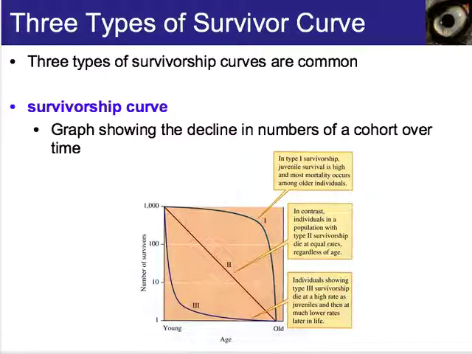There are 3 types of survivorship curves that are common, and I expect you to know each type and examples for each one. So this graph is showing you all 3. So there's a type 1, type 2, and type 3 survivorship curve.